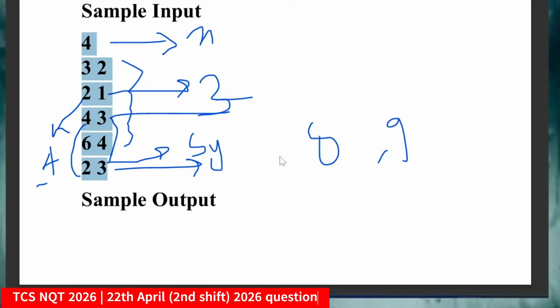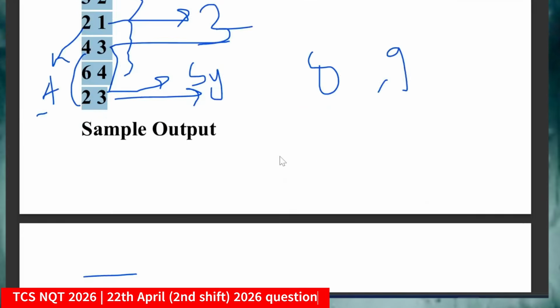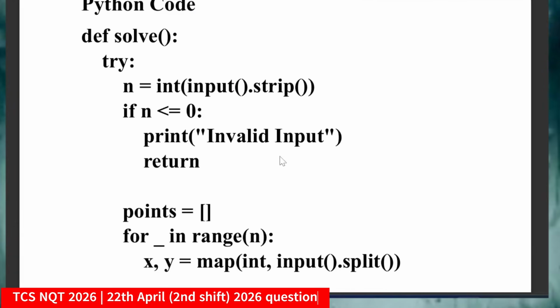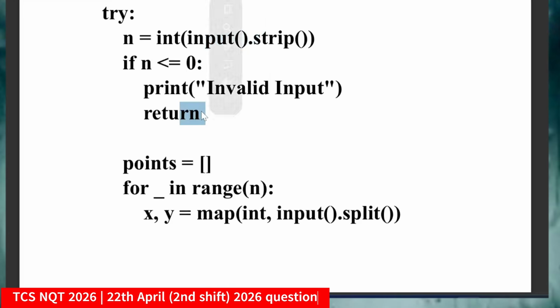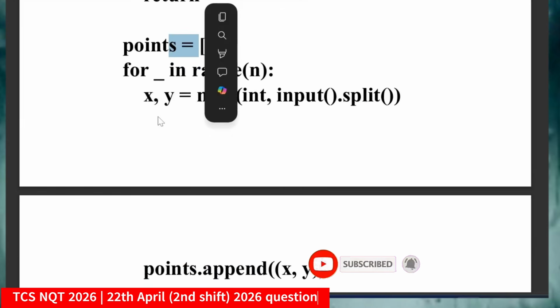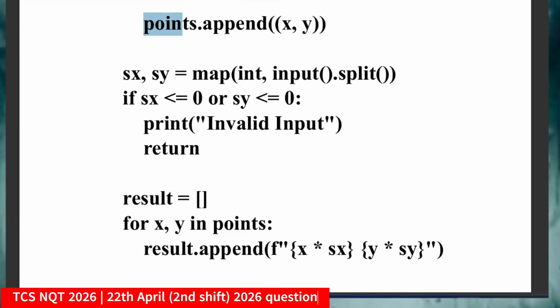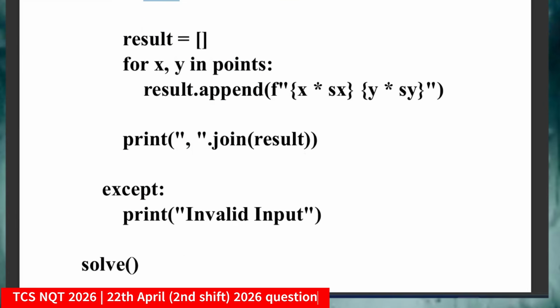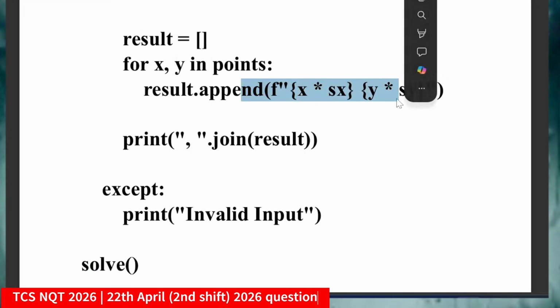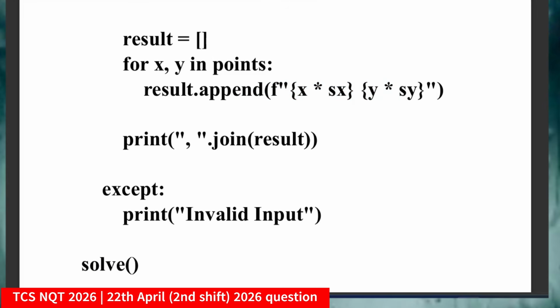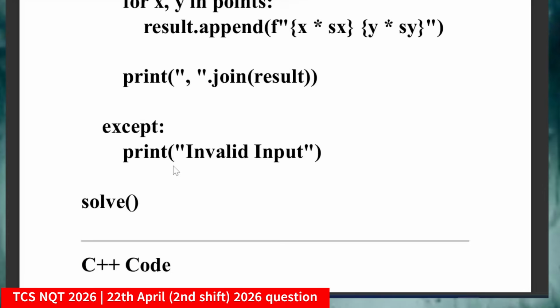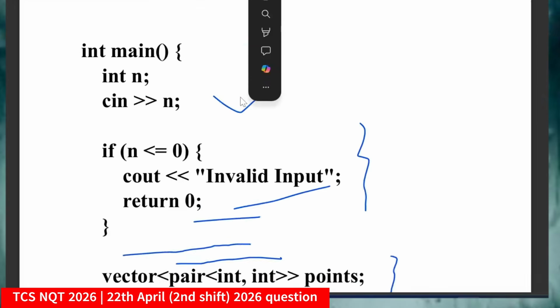Let me discuss the Python and Java solutions. For Python, it's the same thing: if you got the logic, then it is quite easy to solve in any language. I am using try, taking the input, and satisfying the constraints: if n is less than 0, print invalid input. Then for i in range, I will use map to take the inputs and append those values, handling the invalid conditions, and append x times sx and y times sy. So that's all you have to do. Here I am using join on the result because the question says you have to print the values separated by a comma, otherwise print invalid input. So that's the logic I am doing here.